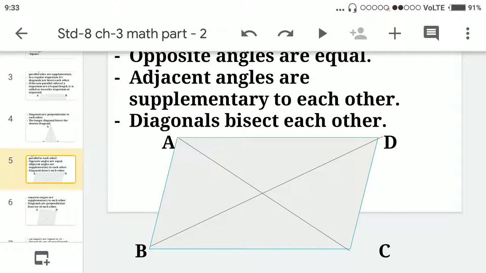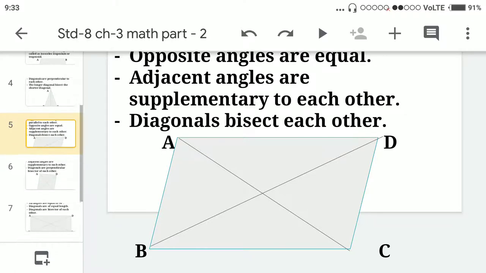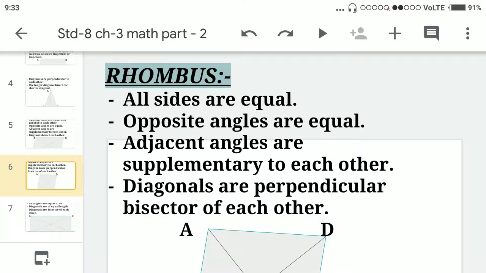So if you say that angle B plus angle C is 180 degrees, or angle A plus angle B is 180 degrees, or angle C plus angle D equals 180 degrees. So any two consecutive angles, the summation is 180 degrees, and the diagonals bisect each other. Okay. Then move to rhombus.